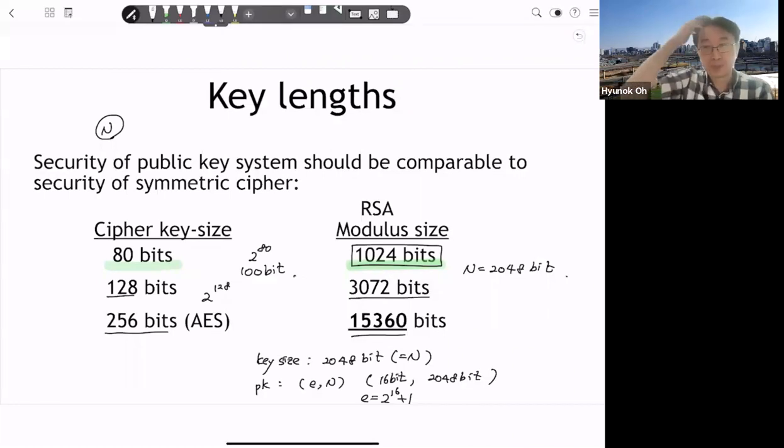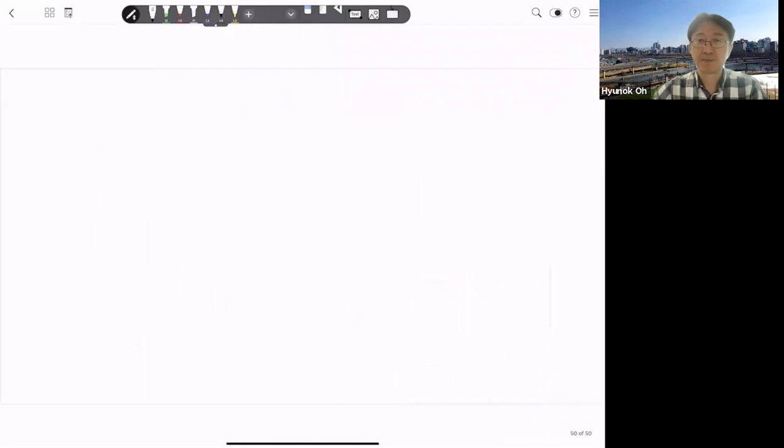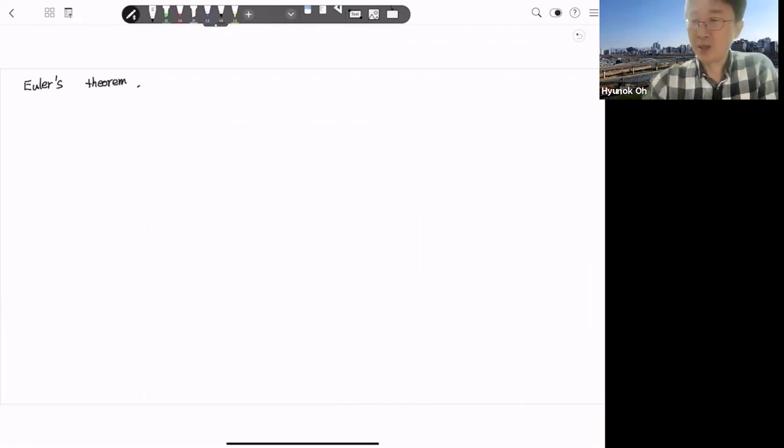Okay, so we are finishing the RSA scheme. Any questions about the RSA scheme? To understand RSA, you have to know about Euler's theorem, right? The RSA scheme is based on Euler's theorem, which means that m to the phi n mod n is 1. Using this, we can make an encryption scheme.